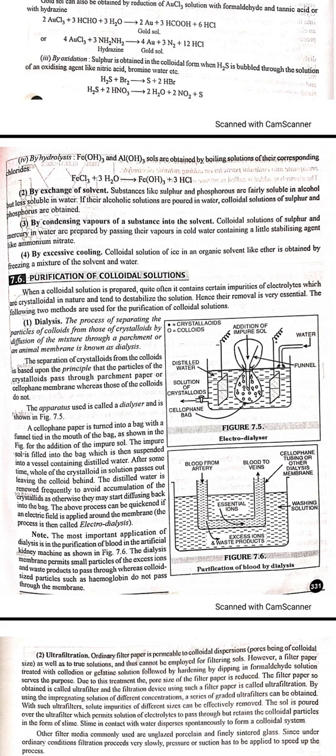A cellophane paper is turned into a bag with a funnel tied in the mouth of the bag as shown in the figure for the addition of the impure salt. The impure salt is filled into the bag, which is then suspended in a vessel containing distilled water. After some time, the whole of the crystalloid in solution passes out, leaving the colloid behind. The distilled water is renewed frequently to avoid accumulation of the crystalloids, as otherwise they may start diffusing back into the bag. The above process can be quickened if an electric field is applied around the membrane. The process is then called electrodialysis.